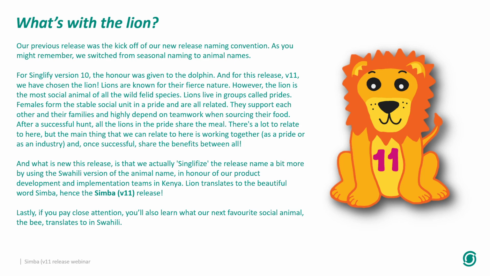Lions live in groups called prides, and females form the stable social unit in a pride, and they are all related to each other. They support each other and their families and highly depend on teamwork when sourcing their food. After a successful hunt, all the lions in the pride share the meal. There is a lot to relate to here, but the main thing is working together as a pride or as an industry, and, once successful, sharing the benefits between all.